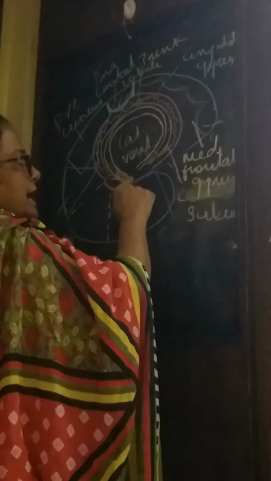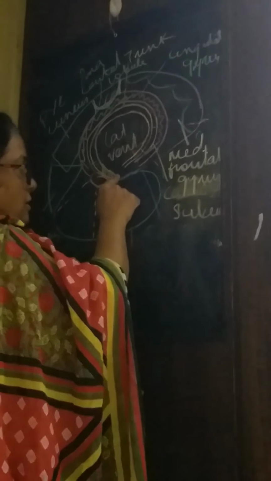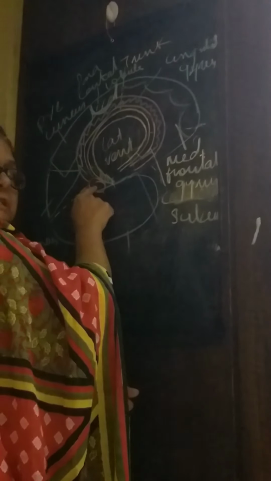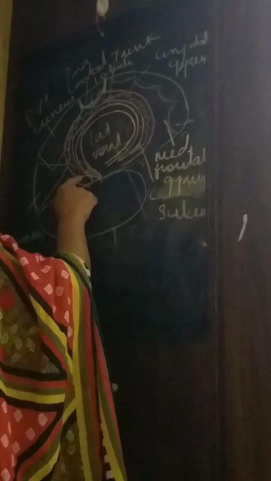So to repeat again, the medial surface of the cerebrum. The two hemispheres are joined together by the corpus callosum. The corpus callosum consists of the rostrum, the genu, the trunk, and the splenium. Below that is present the fornix. Below the fornix is present the thalamus.